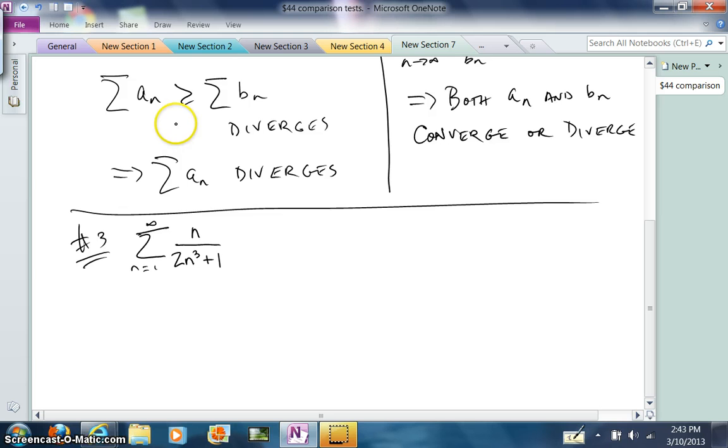If it's the other way around, where you're given a series, a_n, and you know a series that diverges, and you can tell that a_n is bigger than that series that you know diverges, then a_n also diverges.